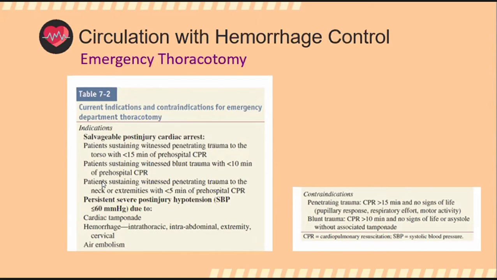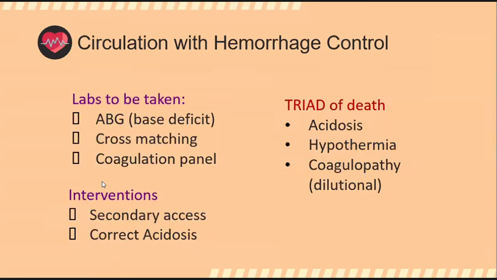So these are the indications and contraindications for emergency department thoracotomy. Na-mention na yun kanina sa algorithm, magbasa na lang ulit sa Schwartz. So for hemorrhage control, labs to be taken: your ABG, para malaman natin kung acidotic na yung patient. So it will alert us na kailangan aggressive na yung resuscitation natin. Cross-matching and blood coagulation panel to check if the patient has other problems with coagulation contributing to bleeding. And if we do definitive repair, if may bleeding problem, kailangan natin magsali ng FFP, kailangan natin magsali ng platelet, etc.